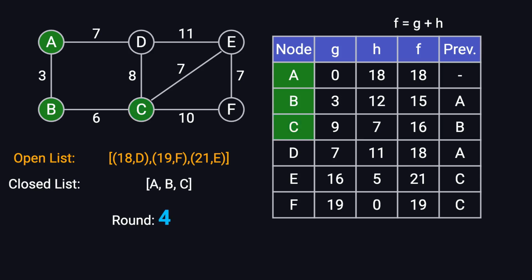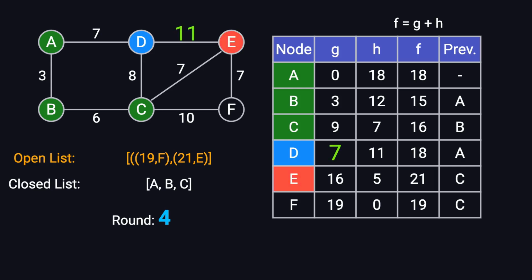In round 4, the open list has 18D, 21E, and 19F. We process D next, since it has the lowest F value. D has 3 neighbors, A, C, and E. A and C are already closed. For E, the G value from D would be 7 plus 11, which is 18. But E already has a G value of 16, which is better, so we don't update it. D is now done, so we add it to the closed list.